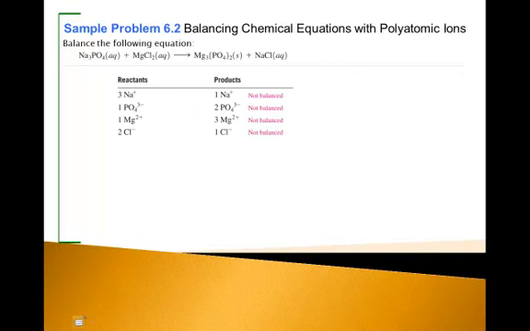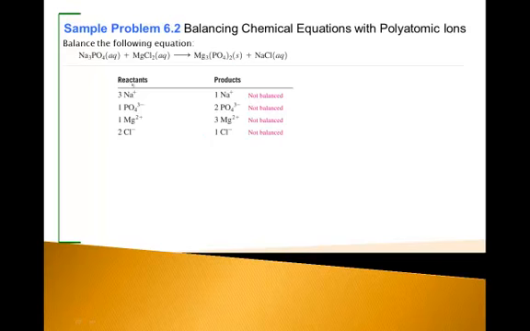Okay, the next example is using a polyatomic ion. And I can do these the same way, except I'm going to make my life a little easier, and I'm going to leave those polyatomic ions together. So I have 3 Na's, I have 1 PO4, I have 1 Mg and 2 Cl. So in splitting the PO4, instead of splitting it into 1 P and then 4 O's, I'm going to leave it together. On the other side, I'm going to have 1 Na, I'm going to have 1 Cl, I have 3 Mgs, and I have 2 of these PO4s. And you can see that none of those are balanced.